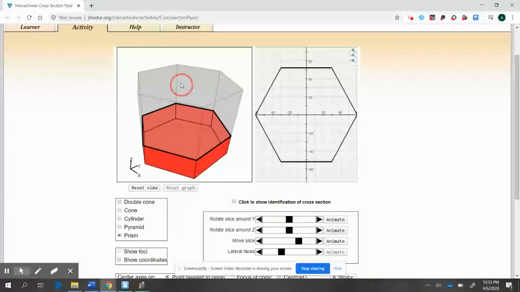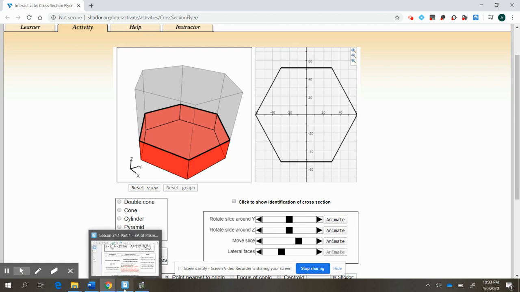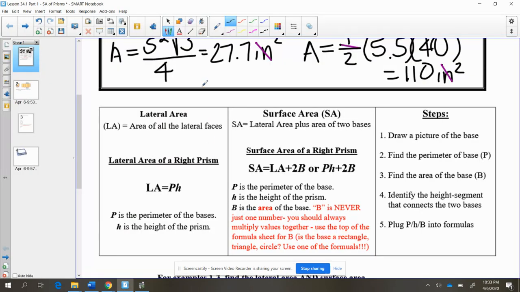Your total surface area then would be taking the lateral area plus the area of the first hexagon base and the second hexagon base. That's your total surface area. So for a prism, we find the lateral area by taking the perimeter times the height, and then the total surface area is that lateral area plus the area of the 2 bases.